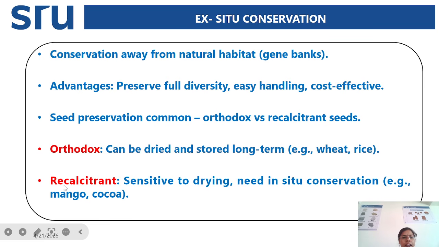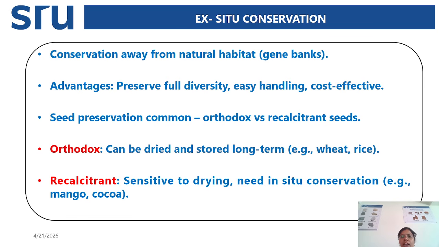And next is recalcitrant seeds. Generally, these seeds are very sensitive to drying, because if the moisture content drops below 12 to 30%, the seeds will lose viability. Examples of recalcitrant seeds are all the forest and fruit crops, such as mango, cocoa, coffee, tea, and rubber. So examples for orthodox seeds are field crops; for recalcitrant seeds, it is forest and fruit trees.